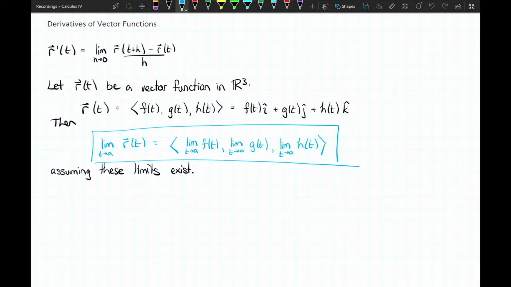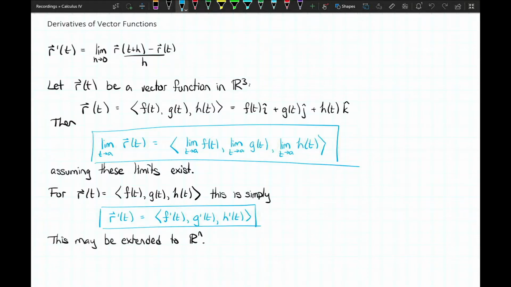Well, if we are taking the limit as, let's say, t approaches some number, of r of t, then this is simply taking the limit of each individual component. And so because of that, the derivative is fairly easy to calculate. Using properties of vectors with component-wise addition and scalar multiplication, this expression, r of t plus h minus r of t all over h, and taking the limit as h goes to 0, can simply be written as the derivative of each component. And then this would extend to any dimension, R n.